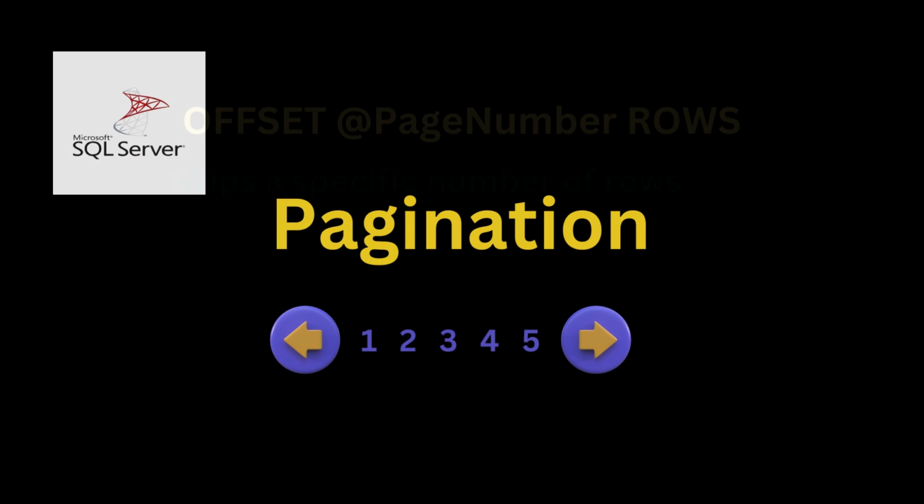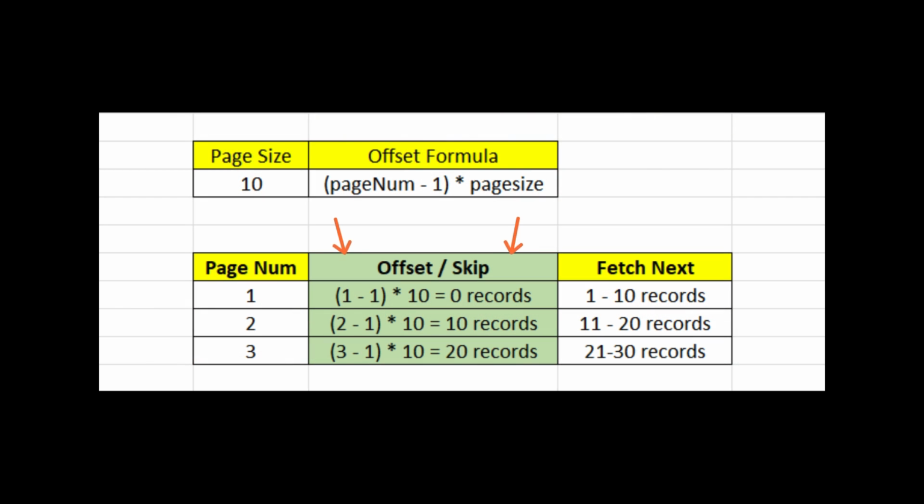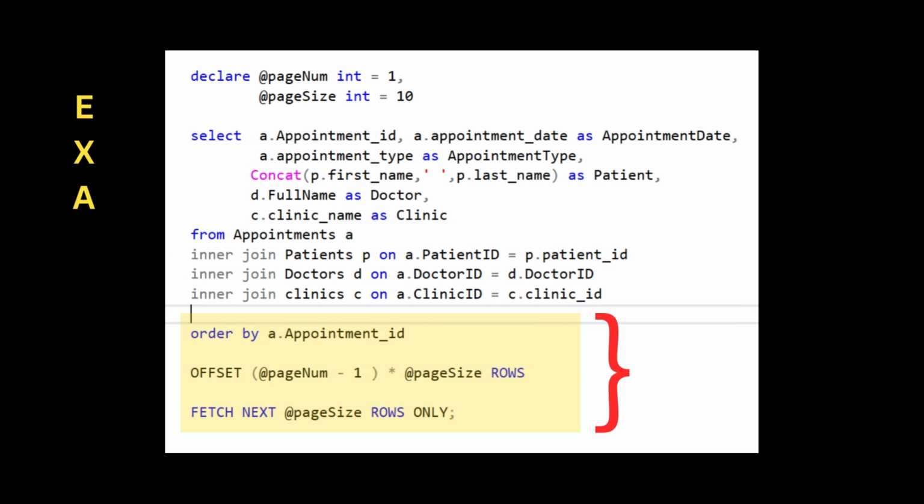Pagination can be achieved through OFFSET and FETCH NEXT. OFFSET skips a specific number of rows for previous pages. FETCH NEXT limits the number of rows returned for the current page.